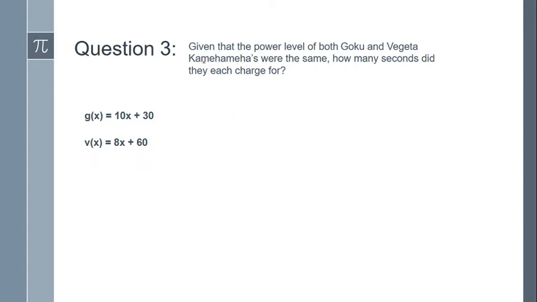So question 3 is going to state that given that the power level of both Goku and Vegeta's Kamehamehas were the same, how many seconds did they each charge for? Okay, so they had to set the equations equal to each other in question 2 for the purposes of solving for x. And once we solve for x, we will have the answer to question 3 because they want to know how many seconds did they charge for, and that is represented by our x variable in the problem scenario.